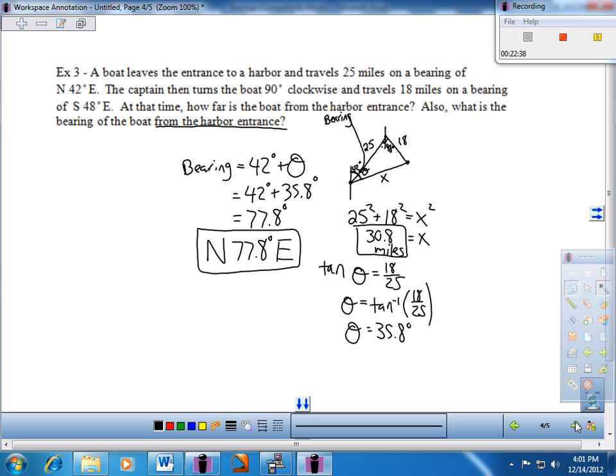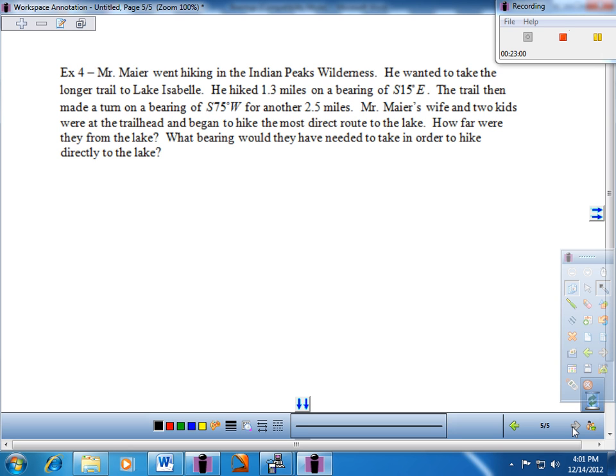All right, let's get that last one. So example 4 here, I totally made this problem up, but let's see what it says. Apparently I went hiking in the Indian Peaks Wilderness and wanted to take the longer trail, not that there is one, to Lake Isabel. So I went 1.3 miles on that bearing there, then made a turn on a bearing of that for another 2.5 miles. So my wife and kids were at the trailhead and wanted to just go directly to it. How far were they from the lake? And what bearing would they take to go directly to the lake? Okay. Well, again, just very contrived, but it's a good problem. So here we go.